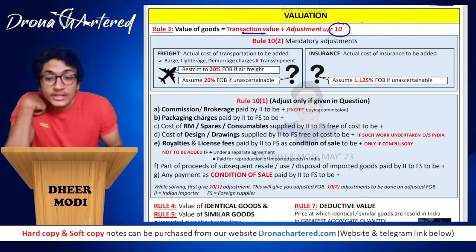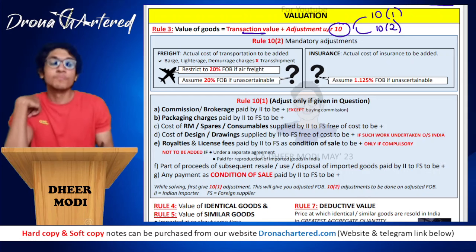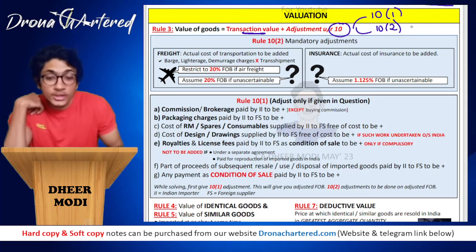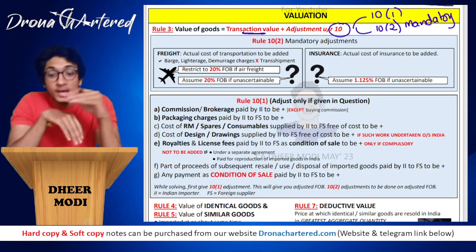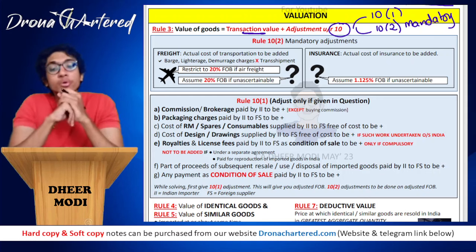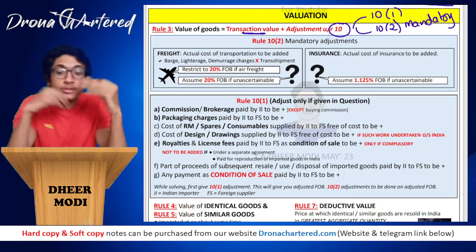So your rule 10 is divided into two. That is your 10(1) and 10(2). Now what you have to remember, your 10(2) is your mandatory adjustment. That means even if this information is not given to you in the question, these two adjustments you still have to do.